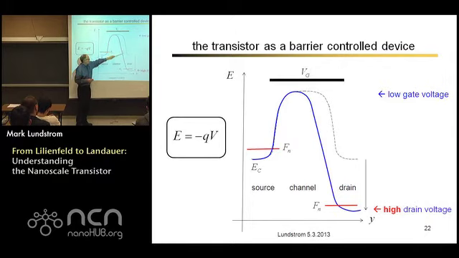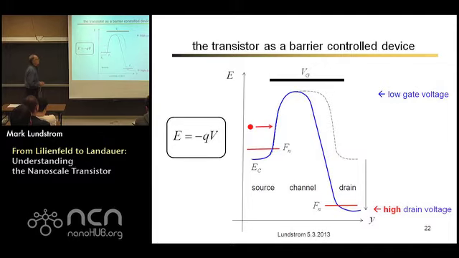Right? That's why people are going to FinFETs now. Surround the channel with a gate. Have the gate control that potential energy barrier. That's a big challenge for transistor designers. So this device is off. I have a large voltage between the drain and the source, but the electrons in the source can't go anywhere.